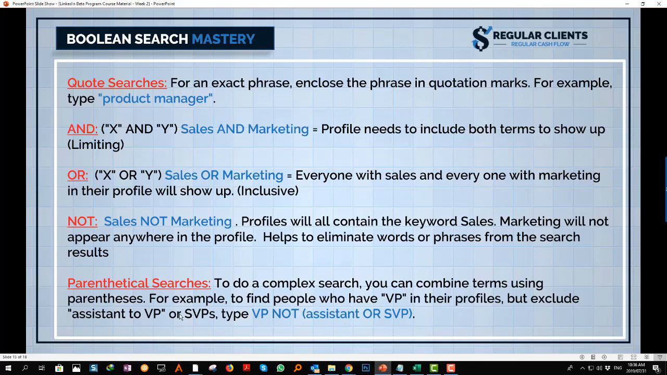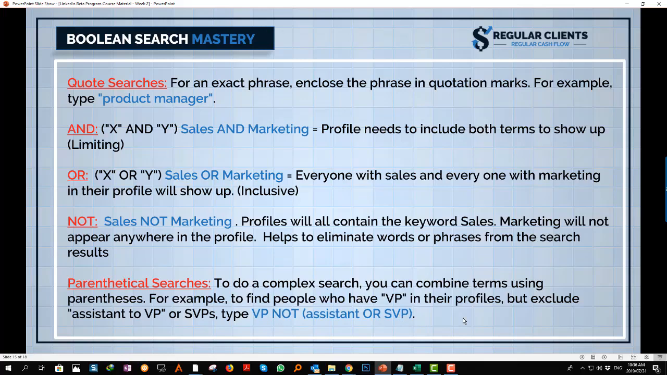So let's say that we want to find people that have got VP. Now VP is an American term, it stands for vice president. So we want them to have VP in their profile, but we don't want them to have assistant to VPs, and we also don't want them to have SVPs in their profile. So what we would do is we would type in VP, right, because that's what we want. Then we would say not, because now we want to exclude the stuff, and then we know that it's one or the other. So then we could just use our brackets or our parentheses, and we could say assistant or SVP. Okay, so very, very powerful.